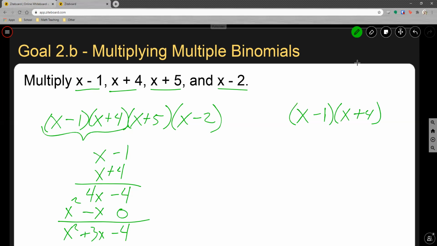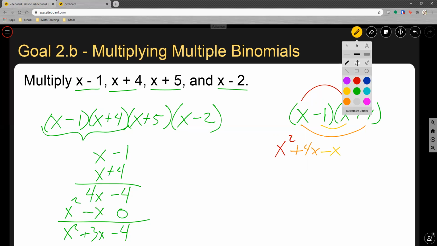Now I've got x squared plus 3x minus 4. I could have done this in FOIL as well. First times first is x squared. Outer times outer is positive 4x. Inner times inner is negative x. And last times last is negative 4. And I just have to combine the like terms.